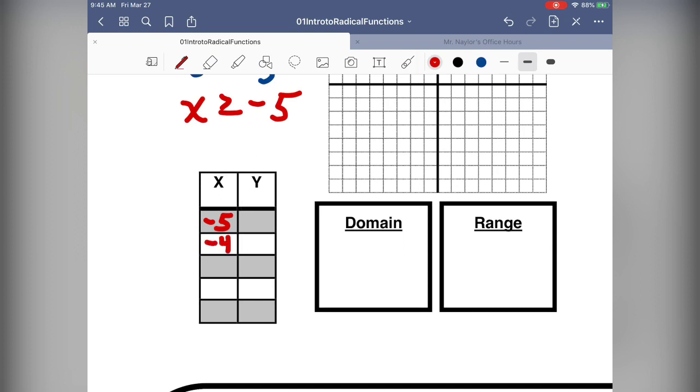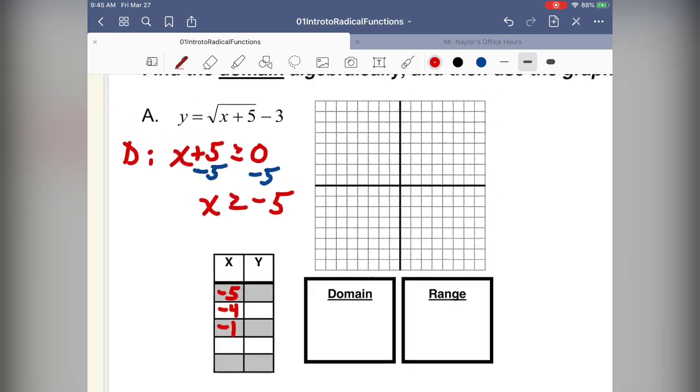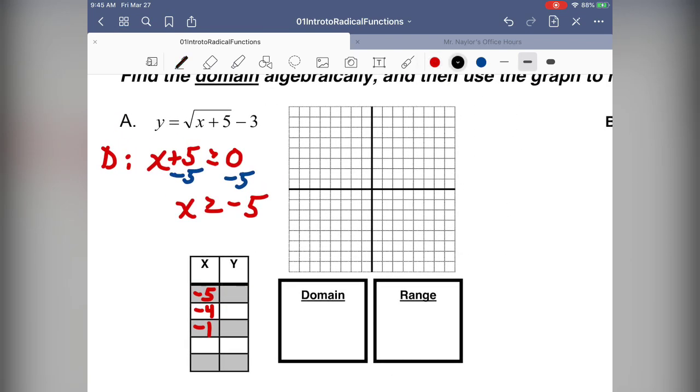Maybe something like negative 4, maybe something like negative 1. Now, you might ask, well, Mr. Naylor, why did you skip to negative 1? Let's take a look at that by plugging in some of these numbers into our equation. Now, when you plug in negative 5, you're going to be taking the square root of negative 5 plus 5. Well, of course, that's going to be the square root of 0. But after you do the square root of 0, you're going to have to subtract 3. So we end up getting a final answer of negative 3.